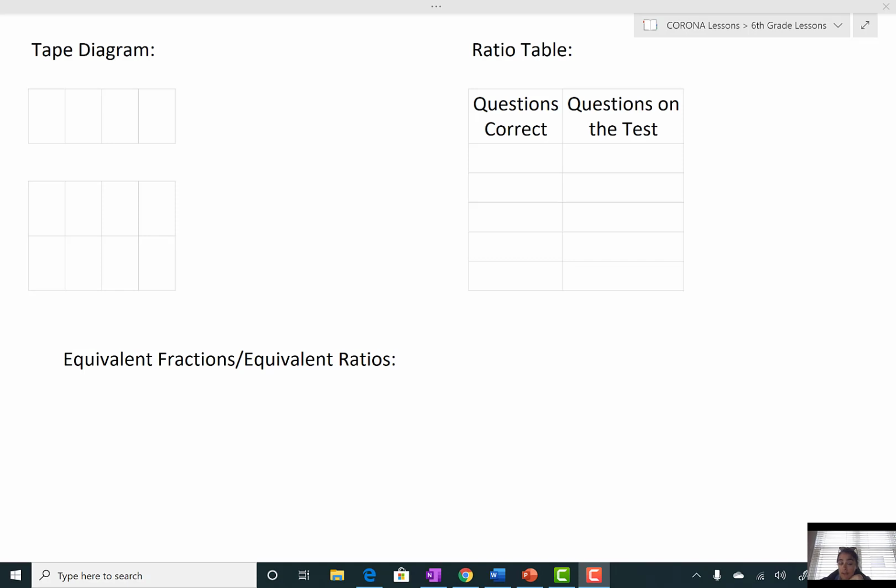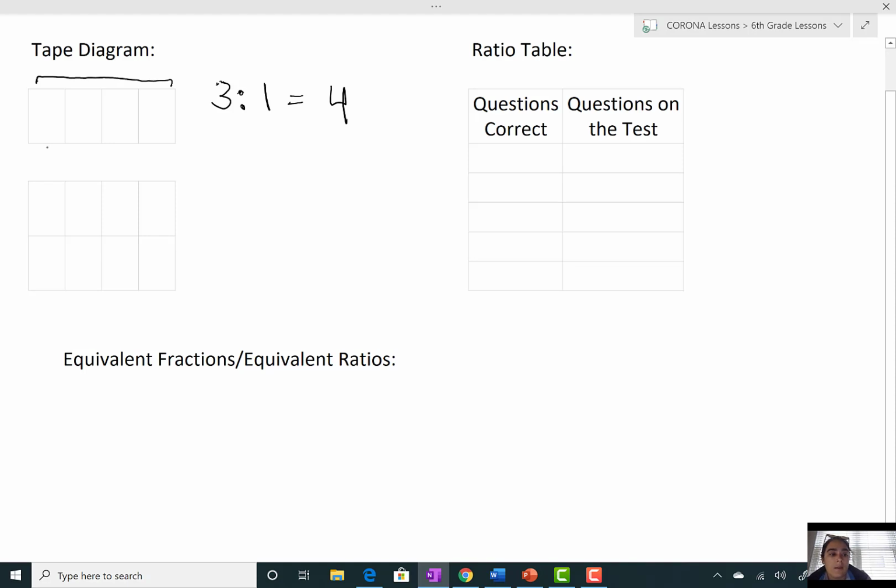In the problem, it says, Jessie answers 3 times more questions right than wrong. So that's a ratio of 3 to 1. She gets 3 right for every 1 wrong. That's 3 to 1, 3 times more correct than wrong. So that's a total of 4 questions, okay?